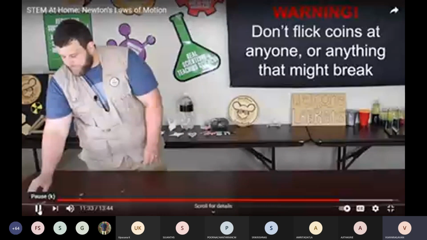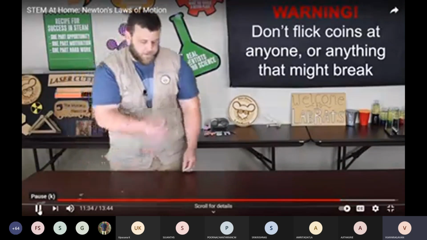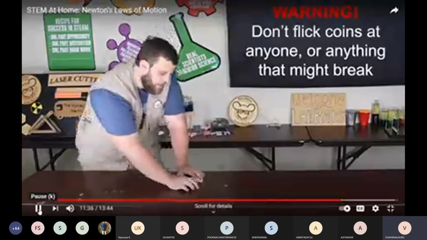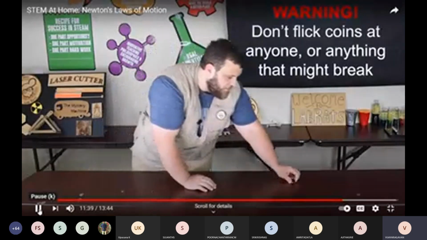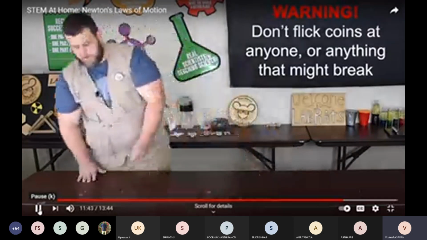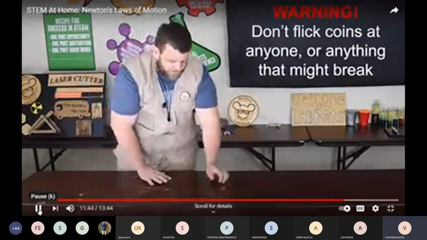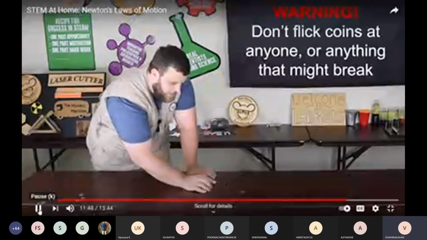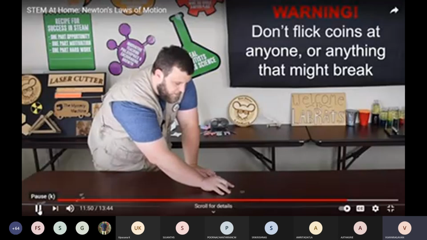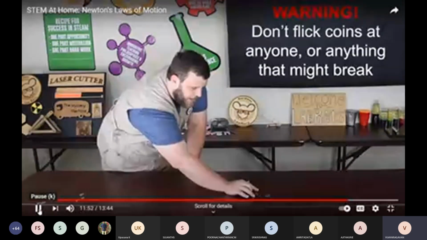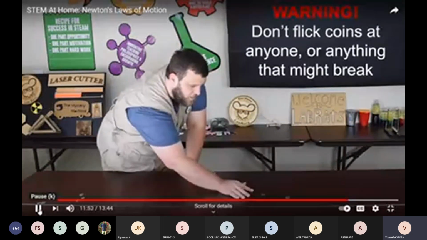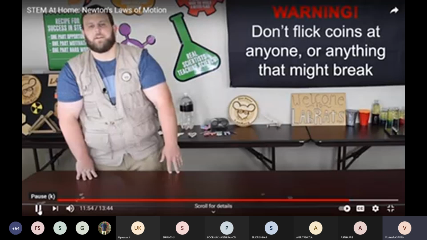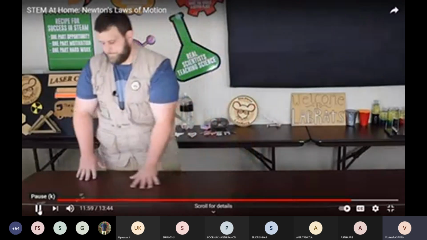So if I use the biggest difference, a quarter to a dime, this should go flying. They both keep moving forward. The dime went even farther. Now, what happens if I try to do that in reverse and I try to hit the quarter with my penny? This even went backwards. It shoots off in one direction and the quarter doesn't go very far. That's because the quarter is a lot heavier and I need more force to move it.